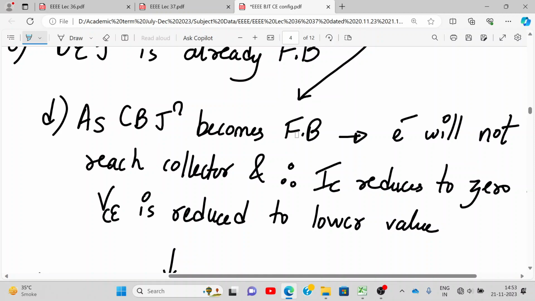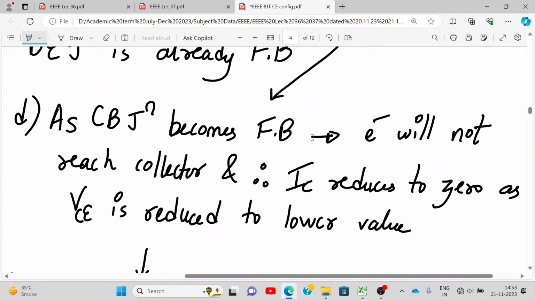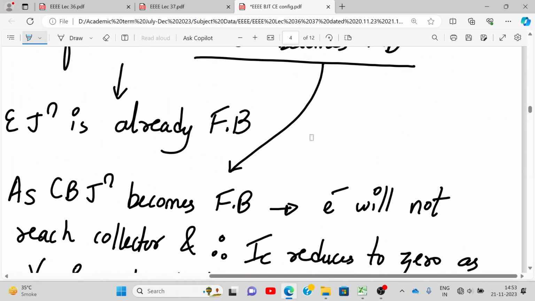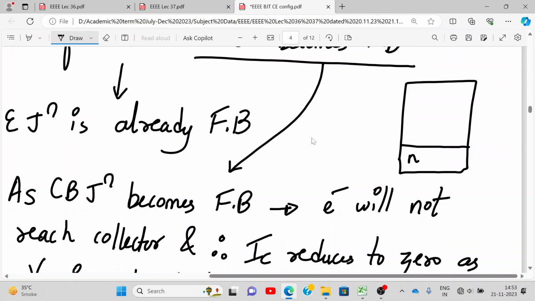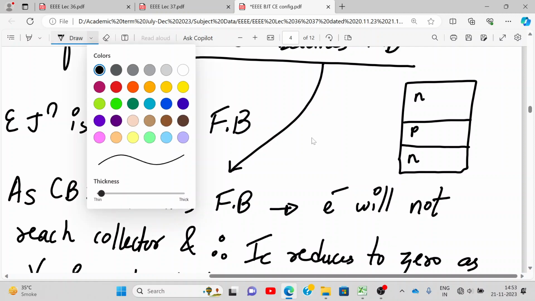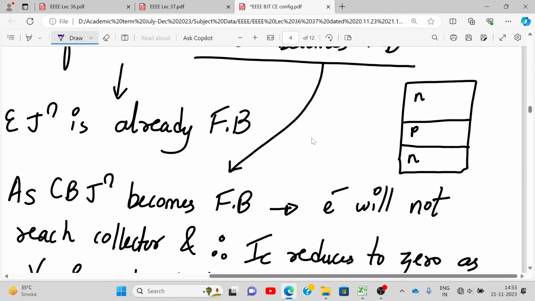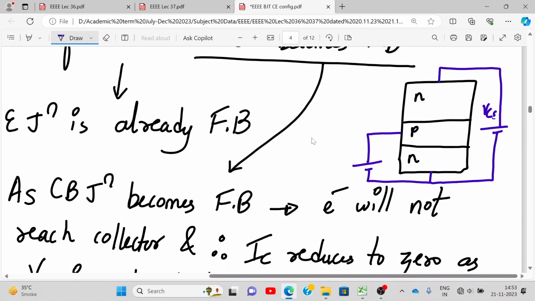As the collector base junction becomes forward bias, electrons will not reach the collector. Why will this happen? Let me explain. So this is my emitter, which is N. This is my base, which is P, and this is my collector, which is again N. Now what I'm saying is, the base emitter junction is already forward bias, right? So this is forward bias. And now I've connected this also. So this is forward bias, this is positive, negative. So electrons will flow from N to P.